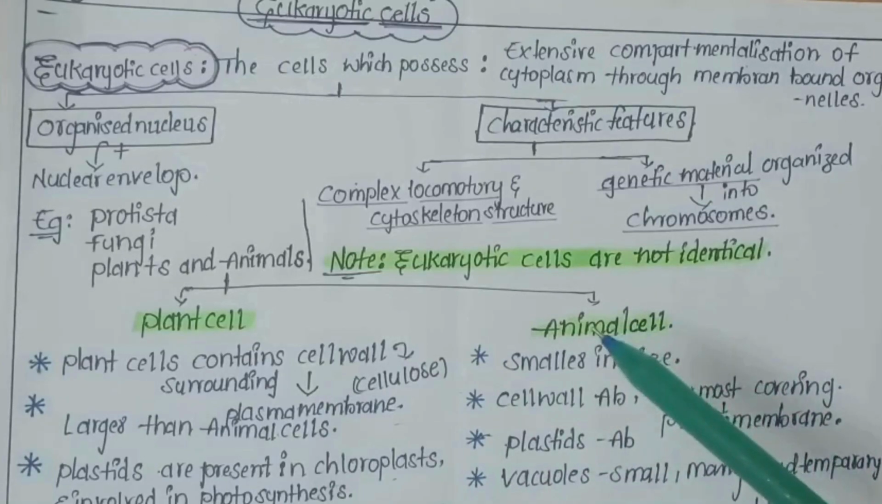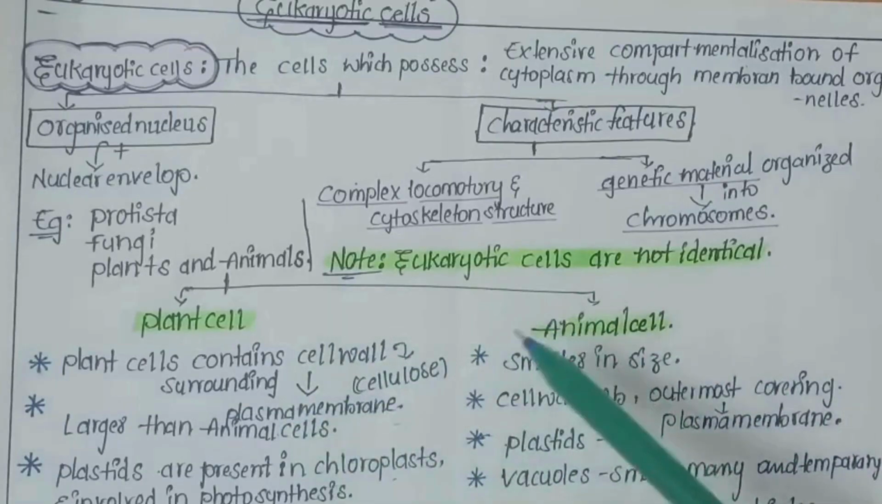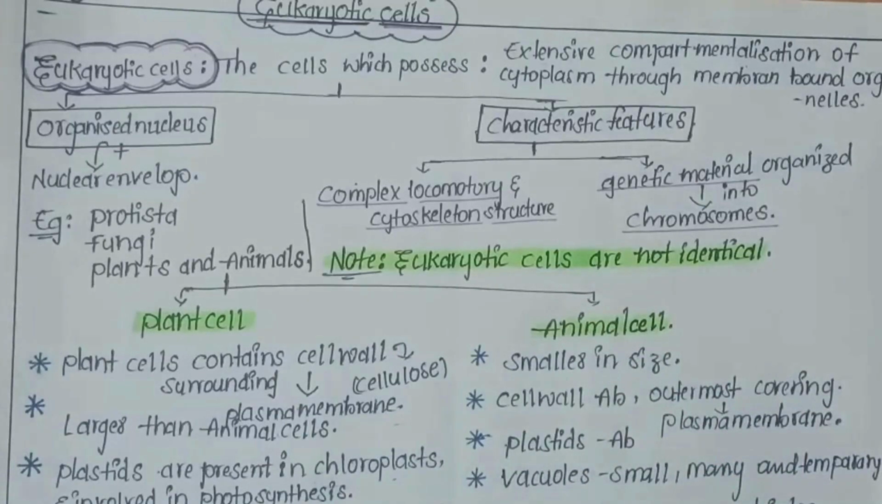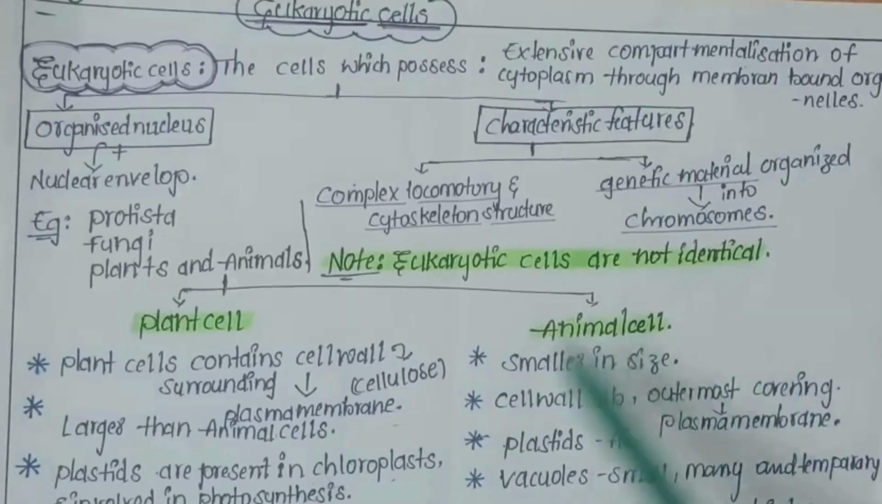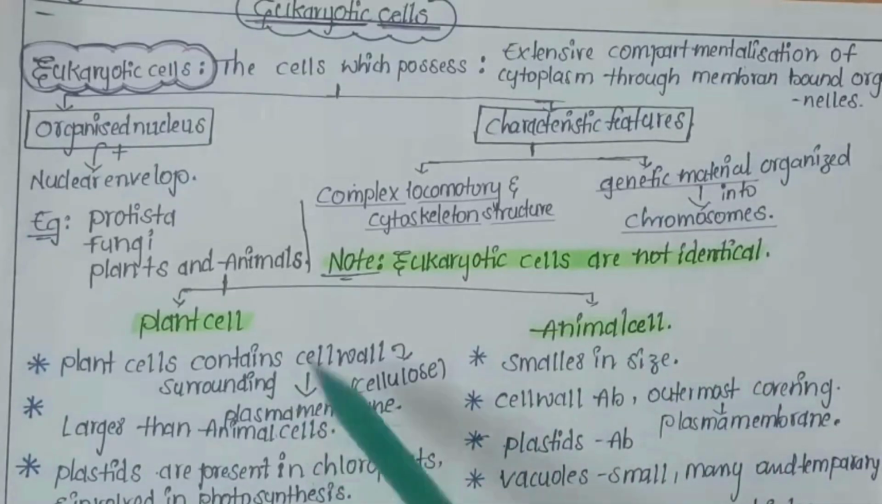Coming to the size of the cell, the plant cell is larger than the animal cell. In a mature plant cell, there is a large central vacuole which occupies up to 90% of the volume of the cell. In the animal cell, the vacuoles are small, many and temporary. In the plant cell, plastids are present which are involved in photosynthesis. The plastids are absent in the animal cell. The centrioles and centrosomes are present in the animal cell and absent in the plant cell.